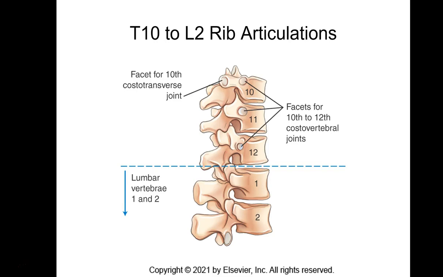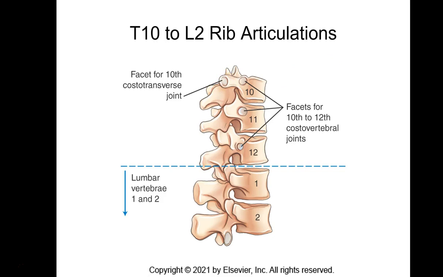In addition to the costovertebral joints, all of the first 10 thoracic vertebrae also have facets, one on each transverse process, that articulate with the tubercles of ribs 1 through 10. So let's pause and look at our diagram. Remember, in the last slide, we looked at these facets. These facets articulate with the head of a rib. But notice, here, this is the transverse process. Here's a transverse process, here, etc. There's a facet on the transverse process. That is for articulation with the tubercle of the rib.